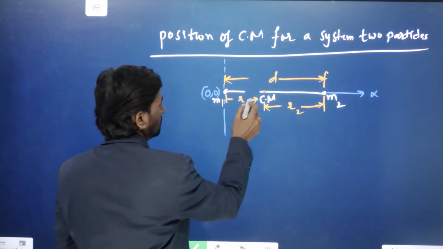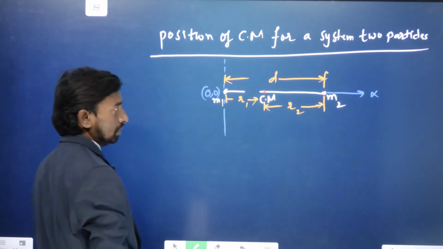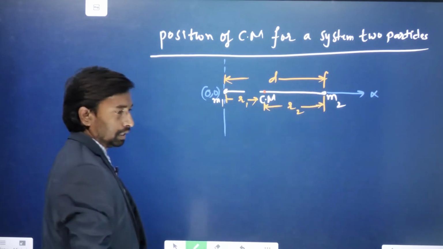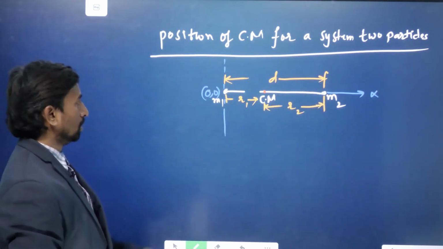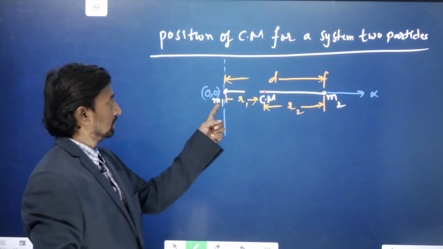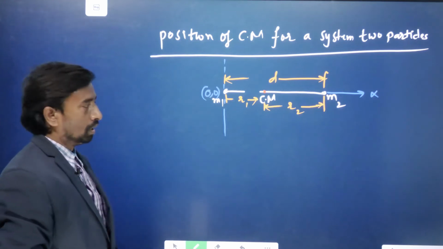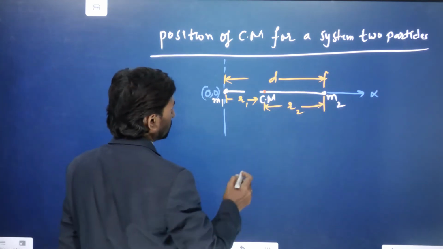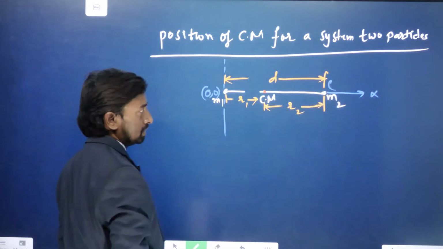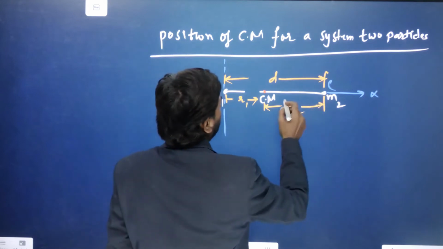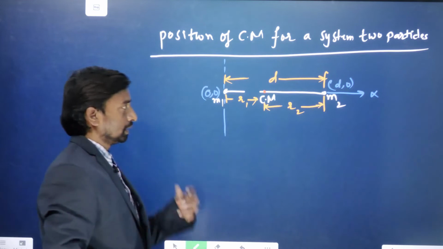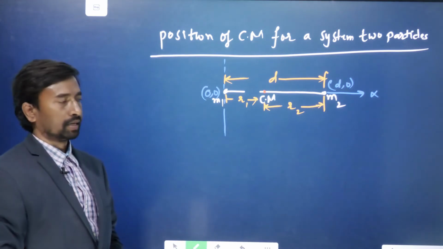The center of mass is at distance r1, and the m2 particle is at d. Now if we consider the m1 particle at the origin, its position is (0, 0). On the x-axis, the m2 particle in the one-dimensional plane can be written as (d, 0).